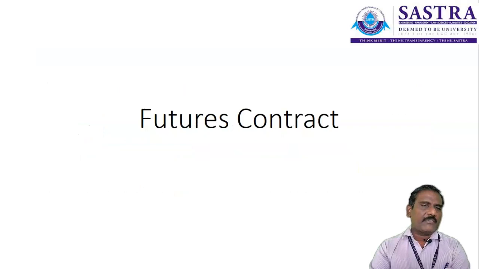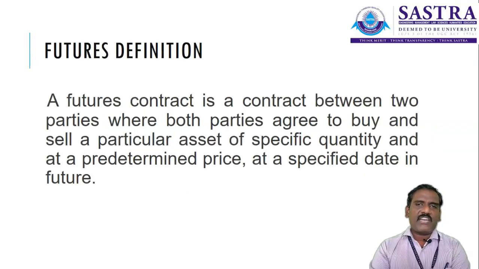And the future contract. To enter into a topic, you need to understand what futures are. The financial derivatives include futures, options, and swaps. So the first one is a future. A future is a contract between two parties where both parties agree to buy and sell a particular asset, in a specific quantity and at a predetermined price, at a specified date in future. When they enter into the contract, we call it a future contract.